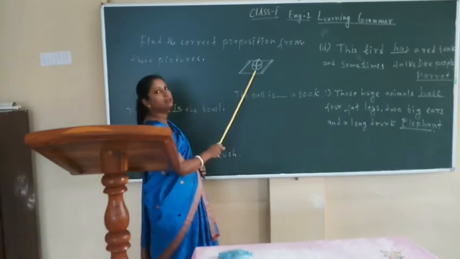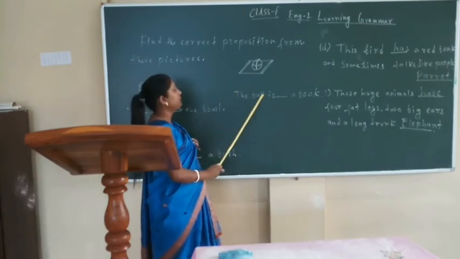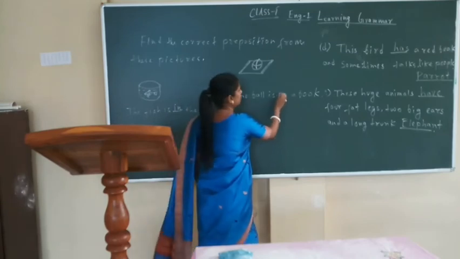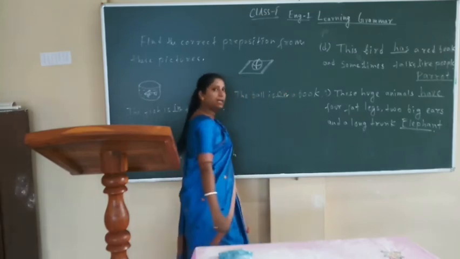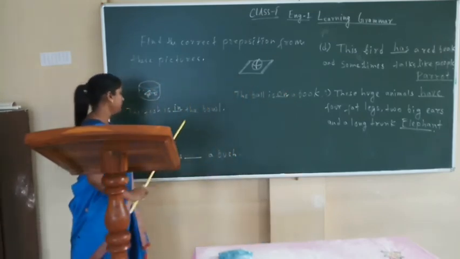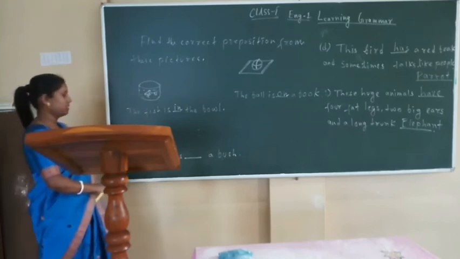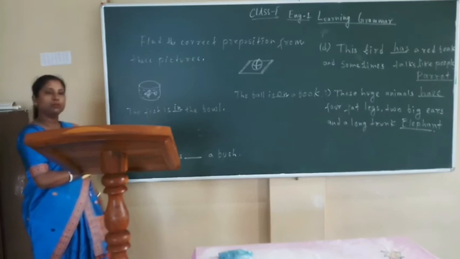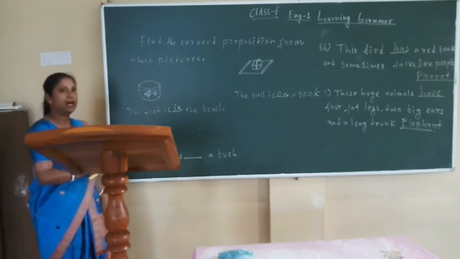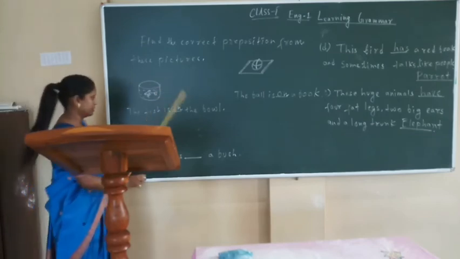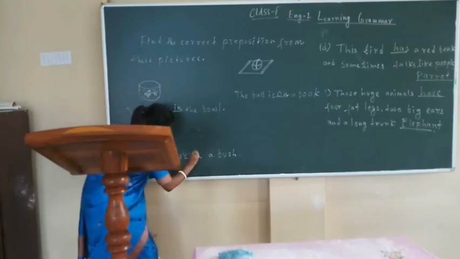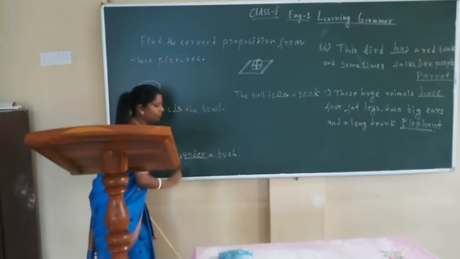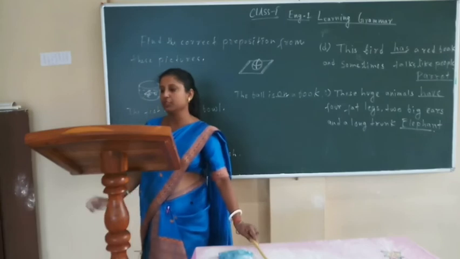And next picture you see? Where is the ball? The ball is dash a book. On a book. Third picture you see? The ball is dash a bush. Where is the ball? The ball is under a bush.